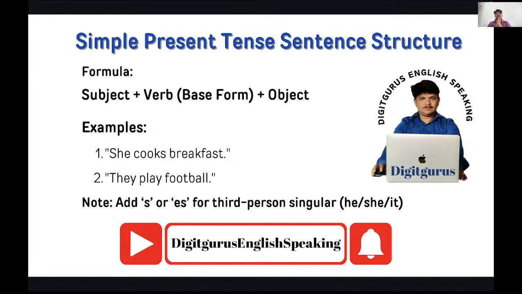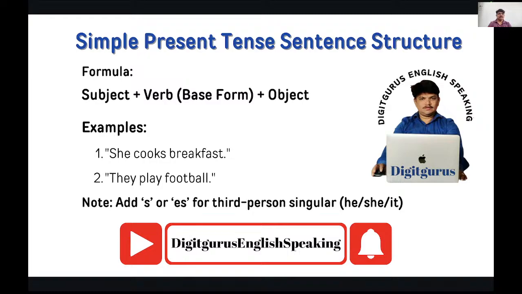This is the structure of simple present tense. Subject, verb, that will be the base form of the verb. I have conducted 5 or 6 lectures or lessons related to base forms or forms of the verb. You may watch that video in the playlist. You will get the idea what the base forms are. V1, V2, V up to V5.